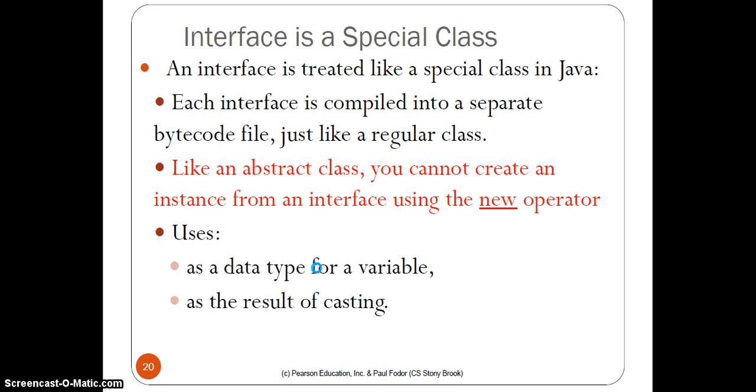But before seeing the example, I'll just go through a couple of things. An interface is treated like a special class in Java. It is compiled into a separate bytecode file, just like a regular class. So interfaces will have a bytecode file of their own. Like an abstract class, you cannot create an instance of an interface using the new operator. And it is used as a data type for a variable or as a result of casting. Now we'll see how it is used in each case, but essentially it's a special class which contains just constants and abstract methods, nothing else.